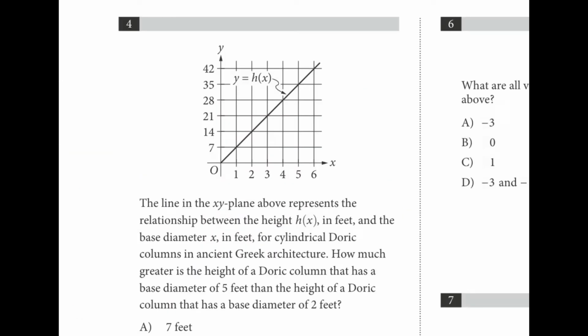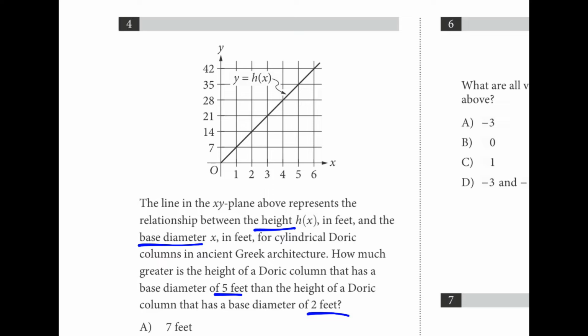Number 4, the line in the xy plane above represents the relationship between the height in feet and the base diameter in feet for cylindrical Doric columns in ancient Greek architecture. So the height and the base diameter. How much greater is the height of a Doric column that has a base diameter of 5 feet than the height of a Doric column that has a base diameter of 2 feet? So 5 versus 2.